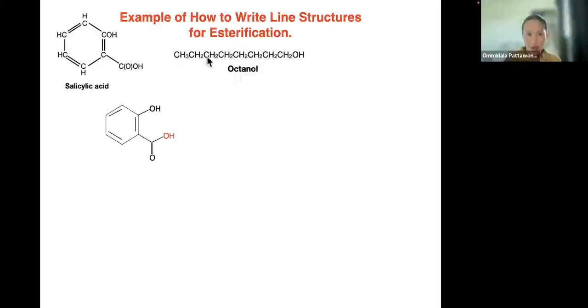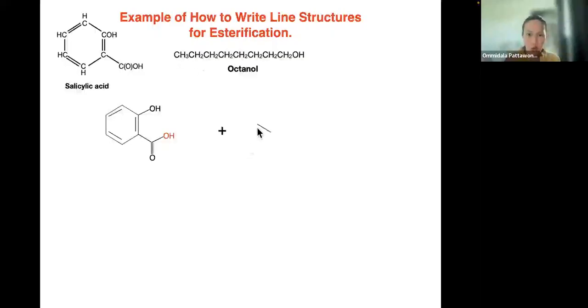So 1, 2, 3, 4, 5, 6, 7, 8, and the -ol comes from the fact that it contains alcohol, which indicates that this molecule is an alcohol. In order to draw the line structure of octanol, you are going to connect each of these carbons, and you are going to omit hydrogen, and last you need to show the functional group OH. So I'm going to react this salicylic acid with octanol. I'm going to start with this carbon first. This dot right here is going to represent this carbon right here. I'm going to connect this carbon to the next carbon.